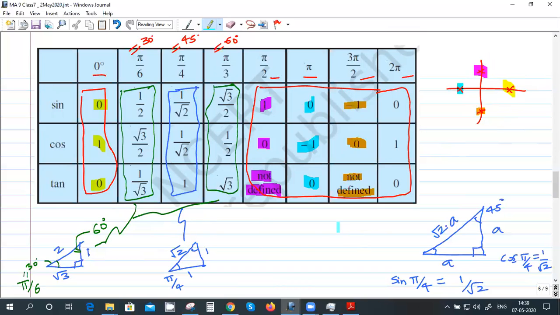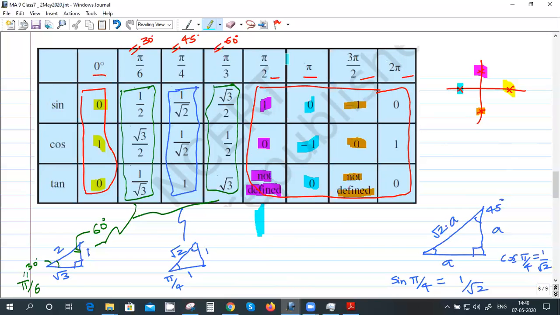So similarly, you will get these values. If you quickly look at it, cos is 0, sin is 1, and tan is not defined, because tan is sine by cos, and the denominator is becoming 0. So that's why it's not defined. So this column is clear, the 5 by 2 column.